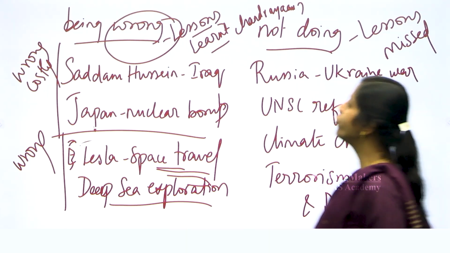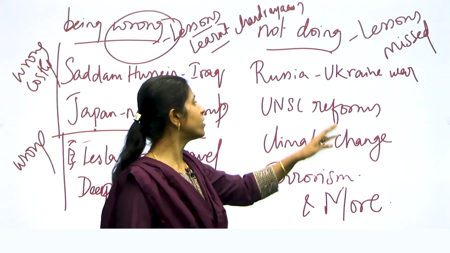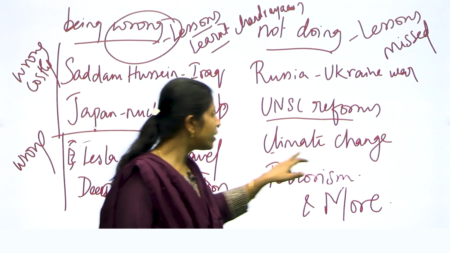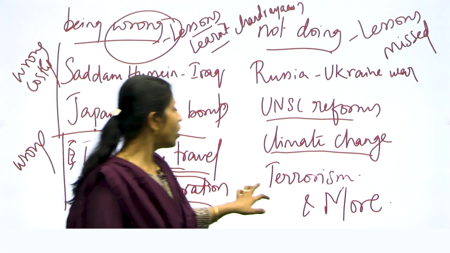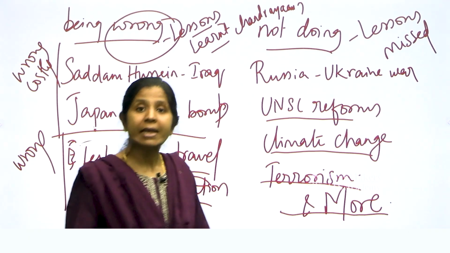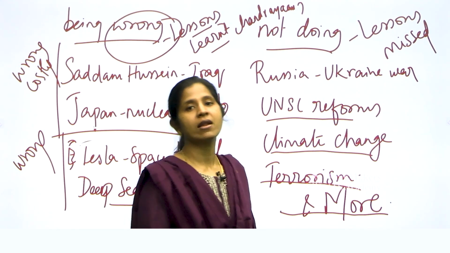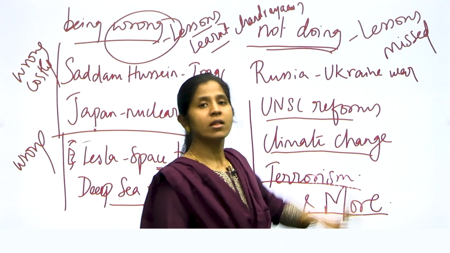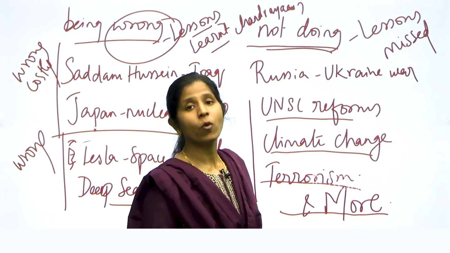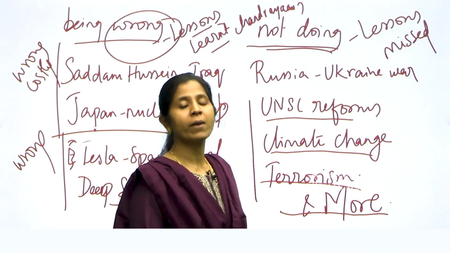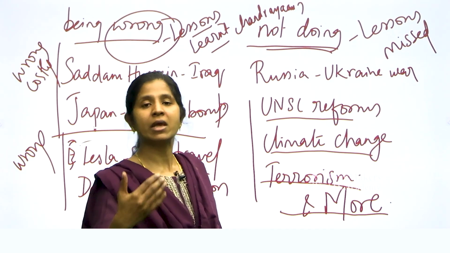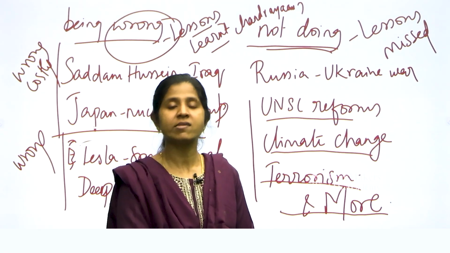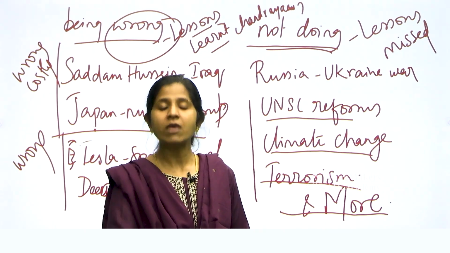And cost of not doing: not stopping the Russia-Ukraine war, or not bringing any reforms in the UNSC, or not reducing climate change, or not working on de-radicalizing or reducing terrorism. You can talk about all these things, about what the effect of not doing is, what the disaster is when you are not doing. Even now we reformed our criminal penal code, but we have still not reformed our Police Act, which is a very, very old act.